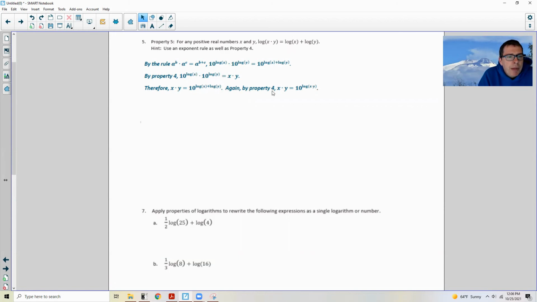Again by property 4, x times y equals 10 to the power of log of x times y. Then 10 to the power of the log of x times y will equal 10 to the power of log of x plus the log of y. That's this rule up here. So the exponents must be equal, and log of x times y has to equal the log of x plus the log of y.